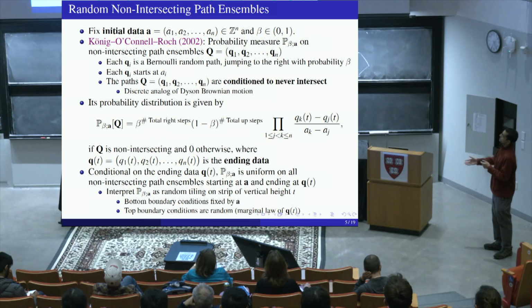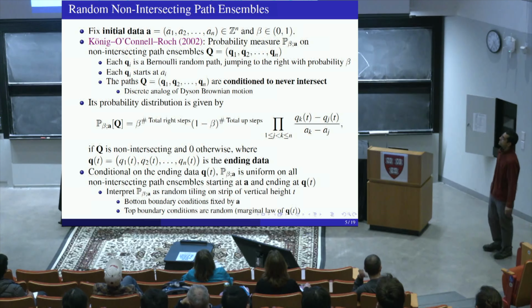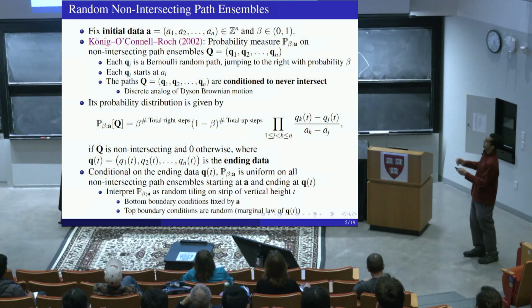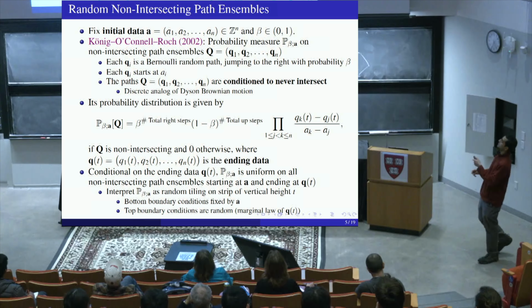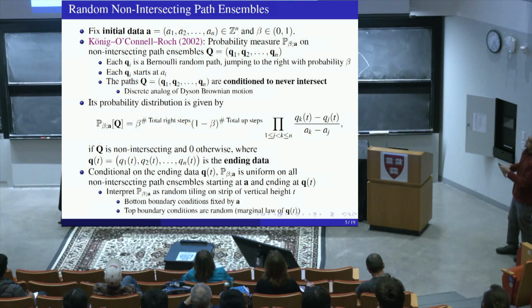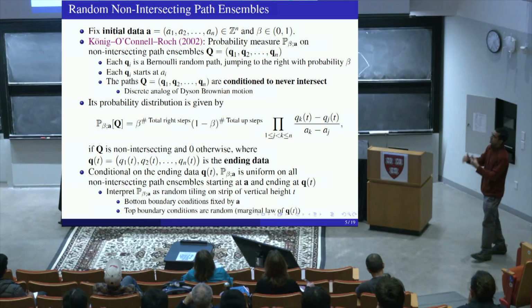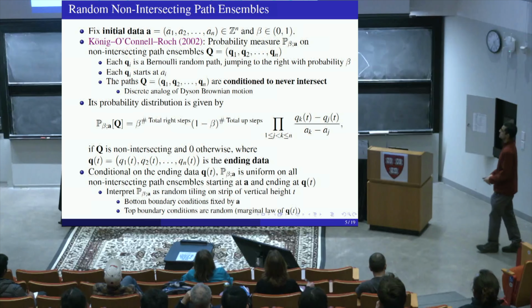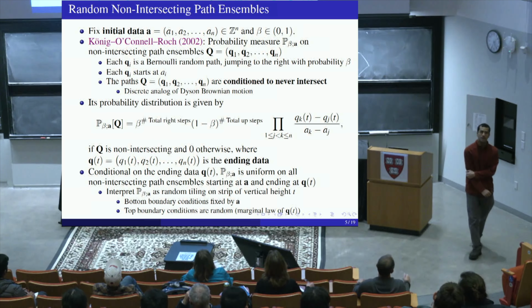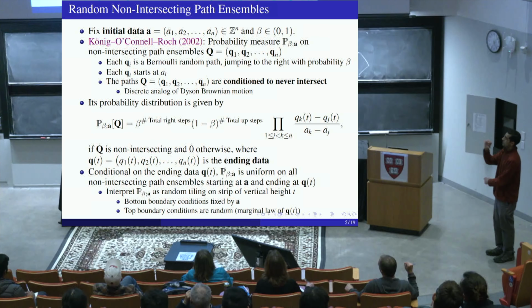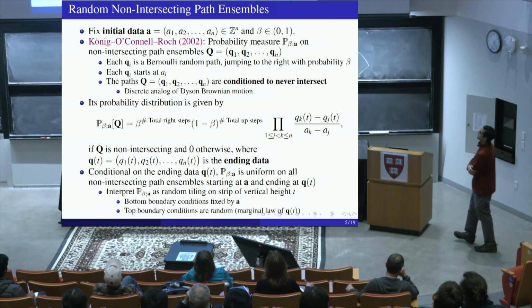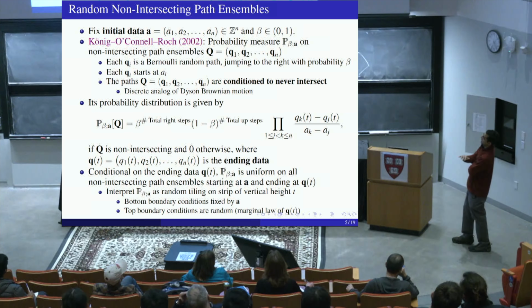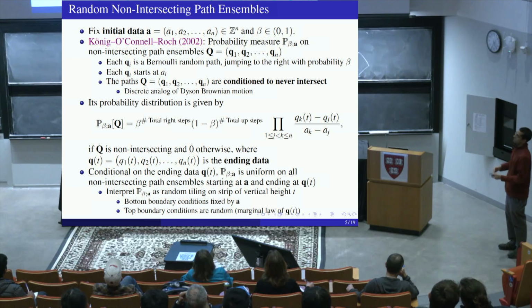It's a measure on this non-intersecting path ensemble Q. The measure is defined as follows. Each Qi is a Bernoulli random path. It stays put with probability 1 minus beta, and it jumps to the right with probability beta. Each one is individually that, and each Qi starts out at Ai. But now I'm going to do something non-trivial. I'm going to condition these paths to never intersect. By definition that gives me a random non-intersecting ensemble of paths. For those of you who've studied Dyson Brownian motion, this is the fully discrete analog of Dyson Brownian motion.